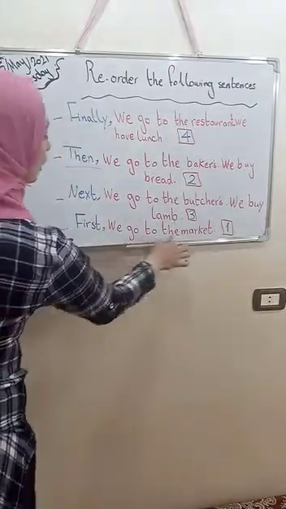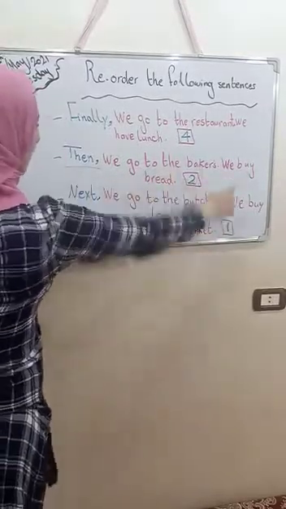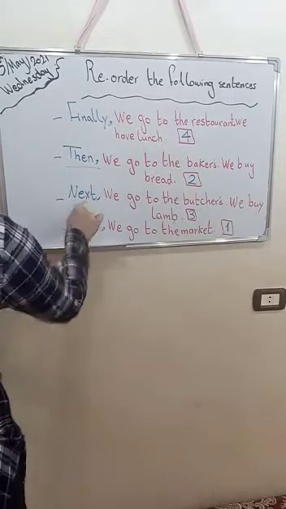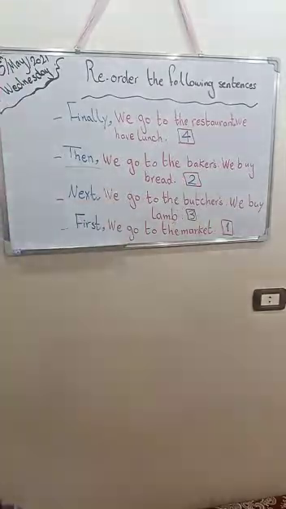Again, let's read them correctly. First, we go to the market. This is number 1. Then, we go to the baker's. We buy bread. Number 2. The third step. Next, we go to the butcher's. We buy lamb. And finally, we go to the restaurant. We have lunch.